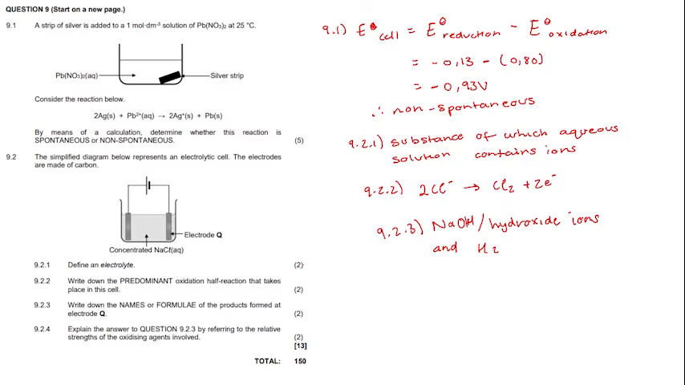Question 9.2.4. Explain the answer to question 9.2.3 by referring to the relative strengths of the oxidizing agents involved. So if we look at our redox reaction table, water is a stronger oxidizing agent than the sodium ions. Therefore, the water molecules will be reduced.